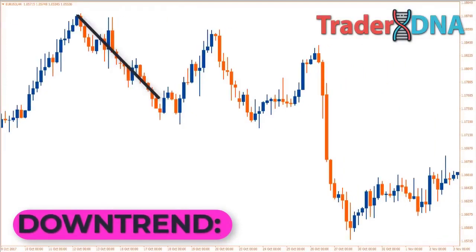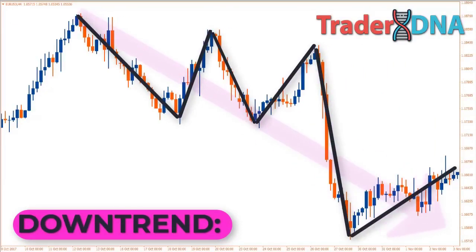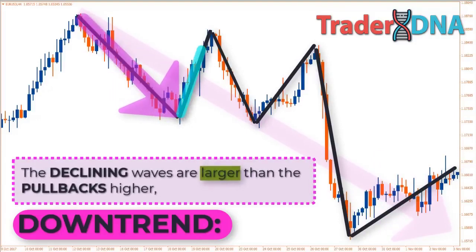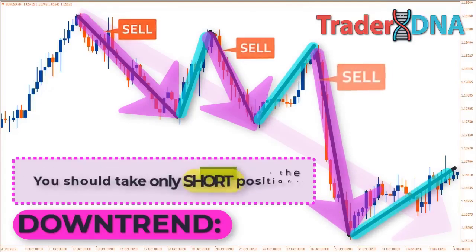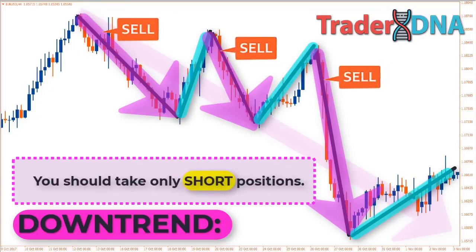A downtrend is defined by lower swing lows and lower swing highs in price. In a downtrend, the declining waves are larger than the pullbacks higher, creating overall progress lower. During a downtrend, you should take only short positions, selling a borrowed asset with the intention of buying and returning it later at a lower price.